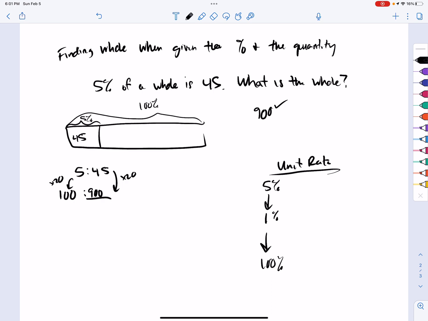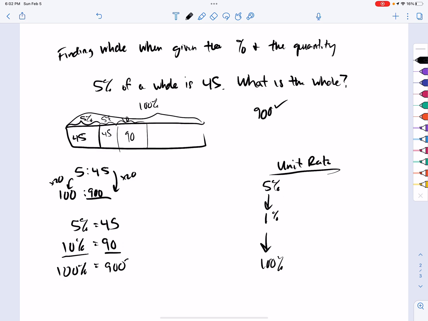Alternatively, if we know that 5% is 45, I could double that, and I know 10% is 90. And so this would be kind of like almost using the unit rate style, but instead using equivalent fractions or just some proportional relationships here. And so if we know 10% is 90, 100% is going to be 10 times that. So again, I'm thinking if this is another 5%, and that's 45, that means each 10% on here is going to be 90. So 10 of those 90s is going to be 900.